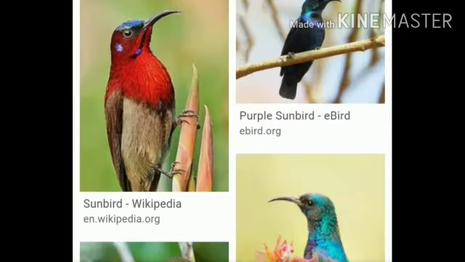Okay. The last type is long, thin and pointed beak. You can see in this picture a sunbird, and the sunbird is taking the nectar from flowers. Nectar means a sweet substance produced in the flowers.